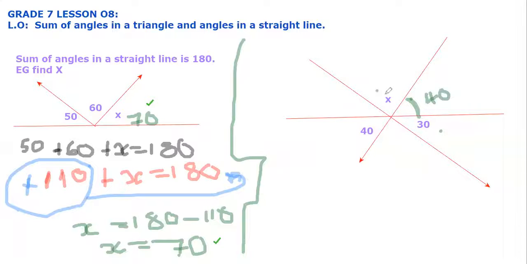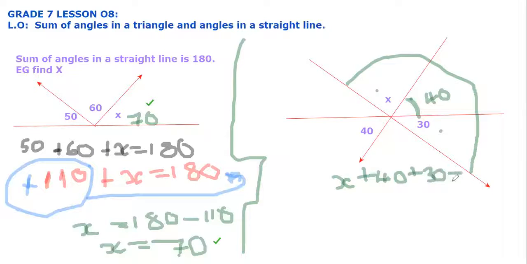Now I can see that this is a straight line, an angle in a straight line. Then X plus 40 plus 30 should be equal to 180. Simple. Then it means that X plus 70, because 30 plus 40 is 70, is equal to 180.